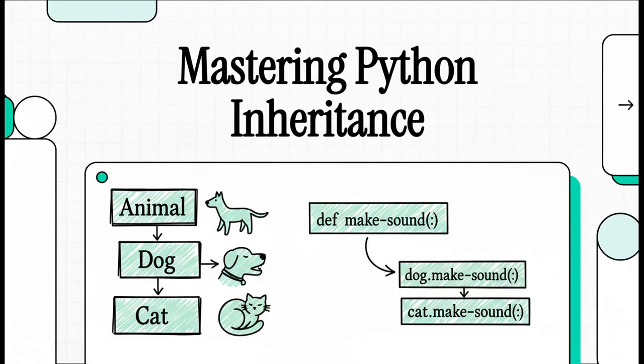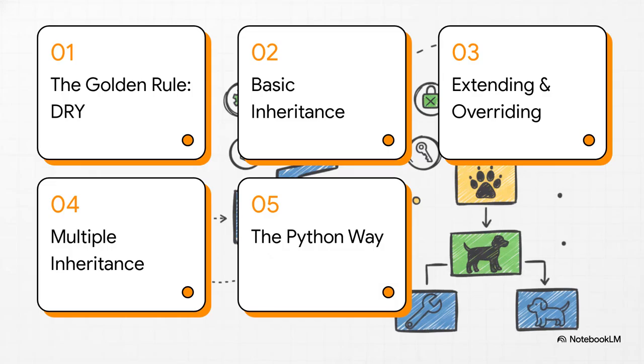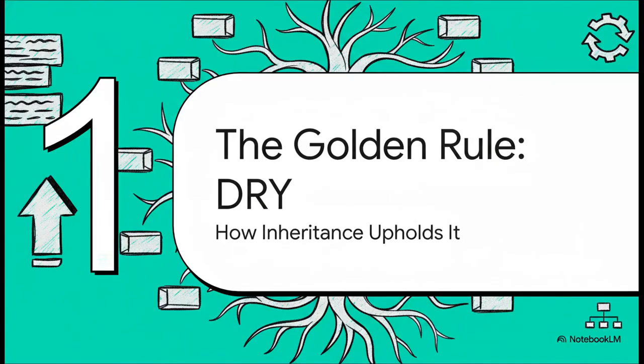objects share their smarts. All right, so here's the game plan. First up, we'll cover the golden rule of programming that makes all of this necessary. Then, we're going to jump into the basics of inheritance, your first real tool. After that, we'll see how to tweak and customize things, then get into the wild world of multiple inheritance, the good, the bad, and the ugly. And we'll wrap it all up with a really cool, very Python way of thinking called polymorphism. Okay, let's kick things off.